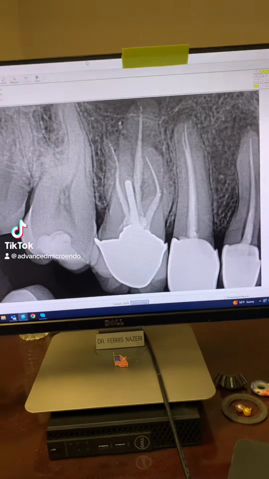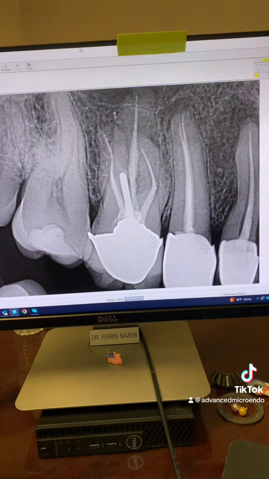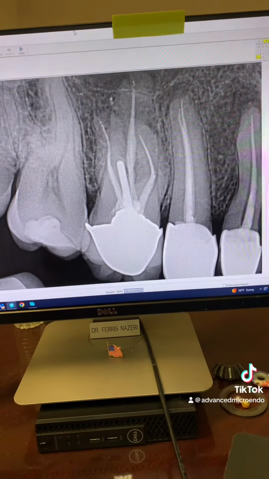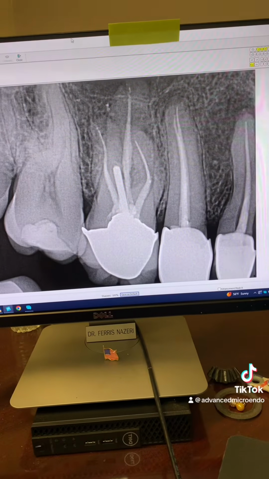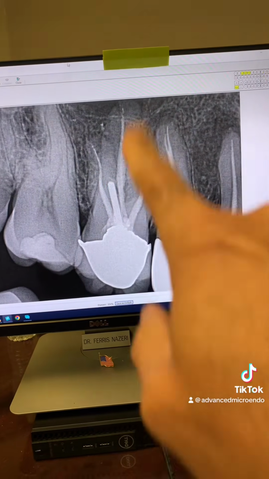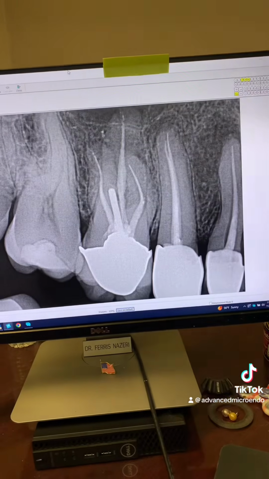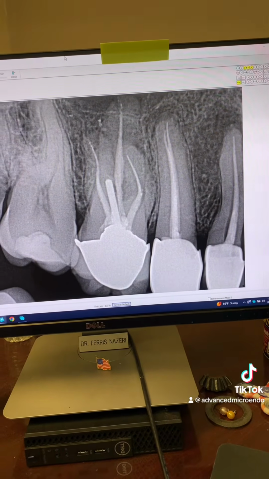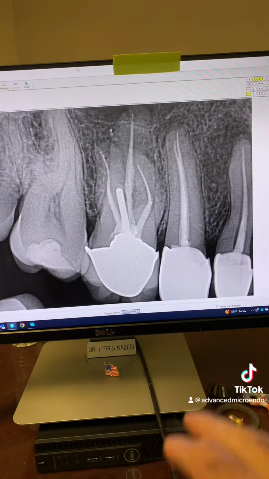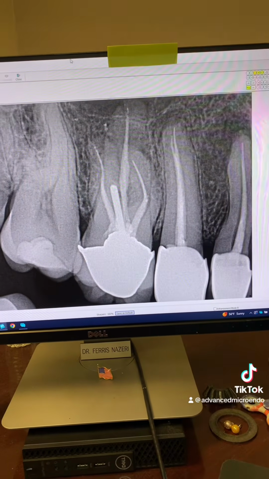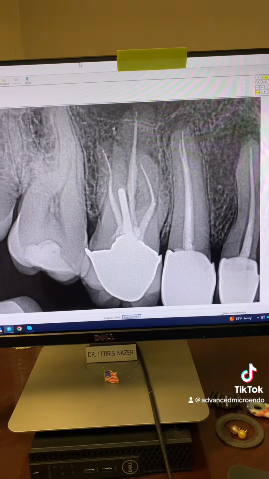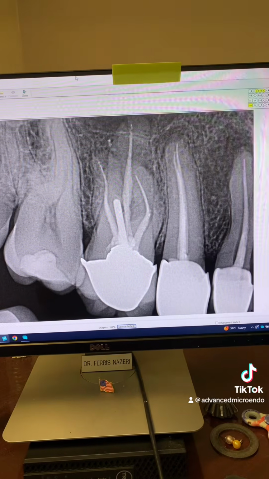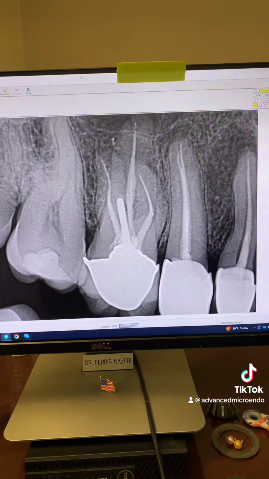I presented this case a couple of weeks ago. This patient came to see me almost 2 years ago for endodontic retreatment of tooth number 3. According to the patient, the root canal was done a couple of years prior to him coming to see me, and suddenly, a few days before he came to see me, he was in so much pain and agony that he ended up having to go to an emergency room, the hospital.